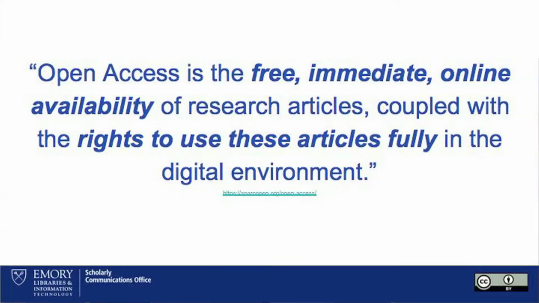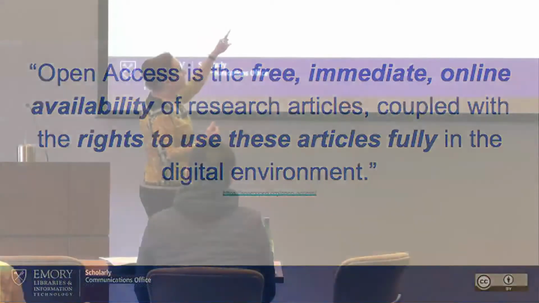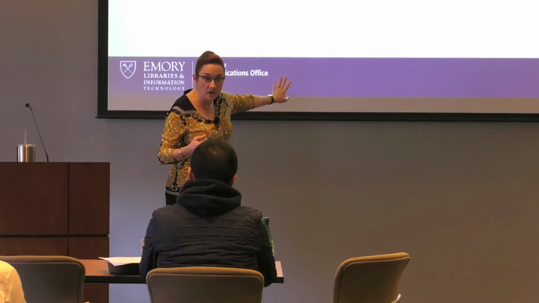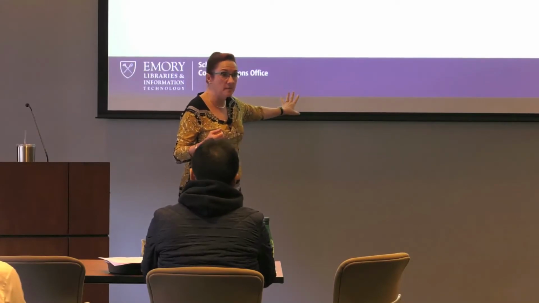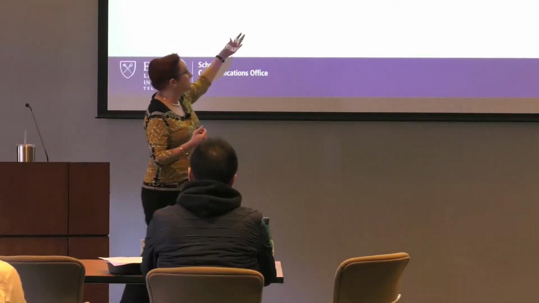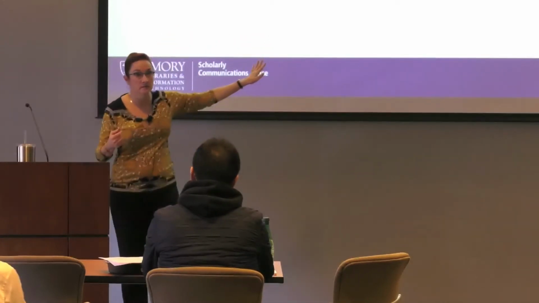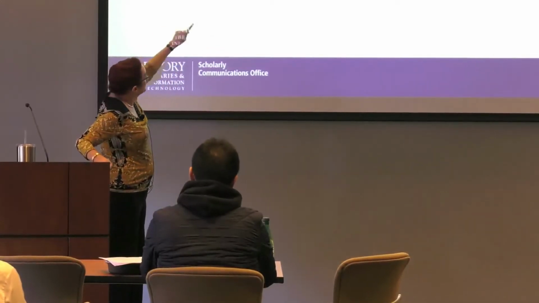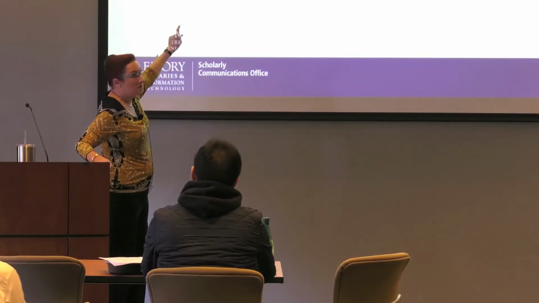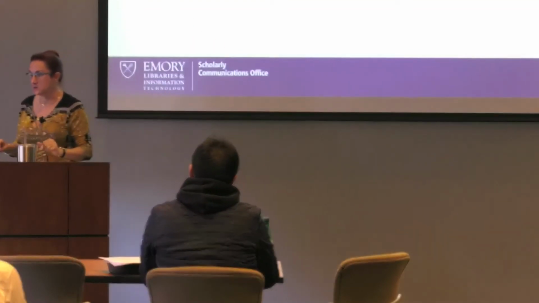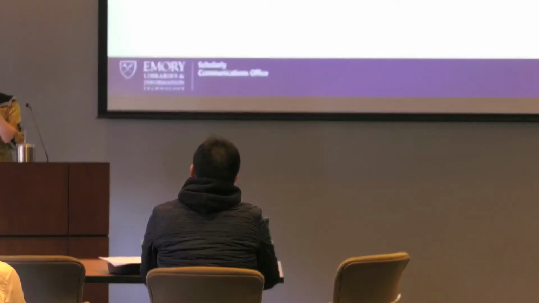So, what is open access? We talked about Debelina's book being published open access. What does that mean? It is the free, immediate, online availability, and in this particular definition it says research articles, but it can also apply to books and other things that are copyrightable, songs, for example, music, film, whatever, coupled with the rights to use these articles fully in the digital environment, okay? So those two things, free, immediate online availability of a digital object, with the rights to use them fully in the digital environment, make up open access.